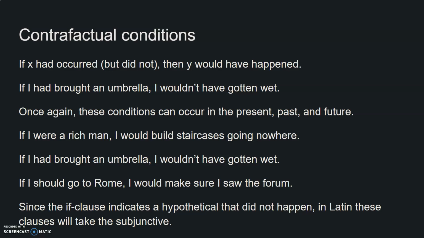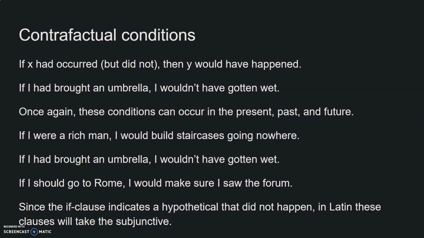So I like this example from Fiddler on the Roof, if you're familiar with the musical. If I were a rich man, I would build staircases going nowhere. Notice, if I were, but I'm not in the present, I would do this thing. So notice that those in the present were and would. If we make it past tense, we get that example we've already seen. If I had brought an umbrella in the past, I would not have gotten wet. So notice once again that main clause has would in it to indicate a subjunctive use.